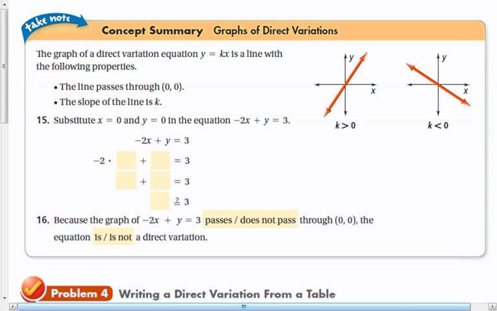So a little concept summary here. The graph of a direct variation, y equals kx, is a line with the following properties. The line passes through 0, 0. The slope of the line is k. If you substitute x equals 0 and y equals 0 in the equation, it should be true if it's a direct variation. So let's just check this out here. Let's put in 0 for x, 0 for y. We get 0 plus 0 equals 3, and we're going to say, no, it doesn't, because the graph of negative 2x plus y equals 3 does not pass through 0, 0. The equation is not a direct variation.